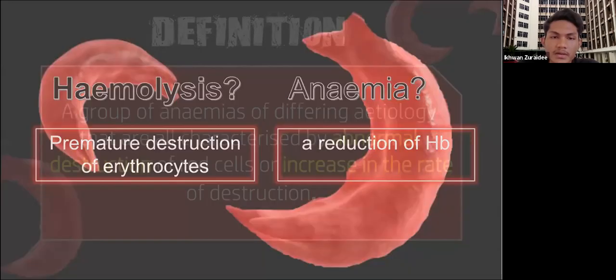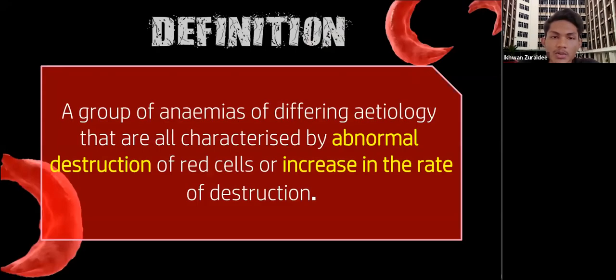So from the definition, hemolytic anemia is a group of anemias of differing etiology. They are all characterized by the abnormal destruction of red cells or increase in the rate of the destruction. So what we would like to highlight here is abnormal destruction of the red cells or increase in the rate of the destruction, which later on the bone marrow cannot compensate. So the loss of the blood cell is related to the hemolytic anemia.